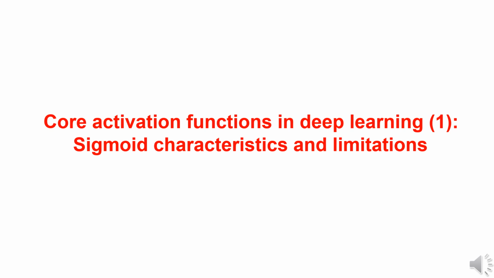In this video, we'll be exploring activation functions, which are a key concept in deep learning. We'll start by examining the characteristics and limitations of the sigmoid function, one of the most common activation functions. In future videos, we'll look at other functions developed to address some of the sigmoid function's drawbacks.